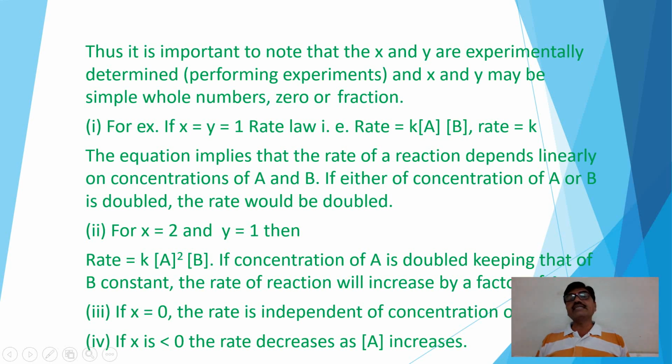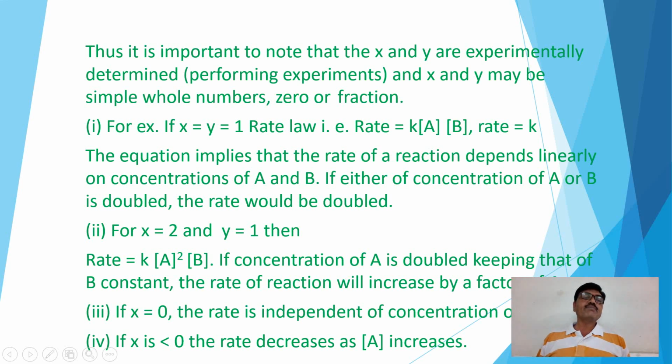So as the rate is linearly proportional to the molar concentrations of A and B, in such reactions, if any one of the reactants is doubled, then what happens? The rate would be doubled. The rate increases and it would be doubled in such cases.